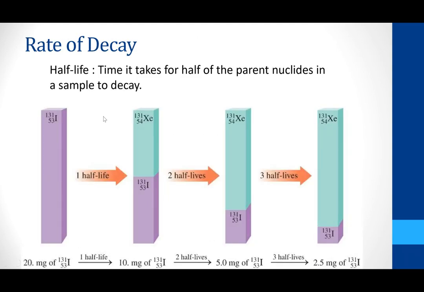When we look at how radioactive decay happens, we can look at the rate of decay. And for the rate of decay, we talk about something called a half-life. So a half-life is the time it takes for half of the parent nucleotide to decay, or half of the original sample to decay. Here we see an example of iodine in purple. After one half-life, half of the iodine becomes something else. Half of the iodine is still there.